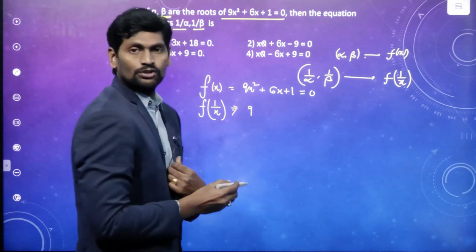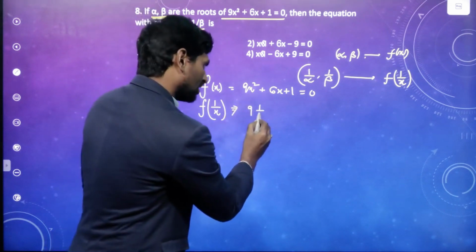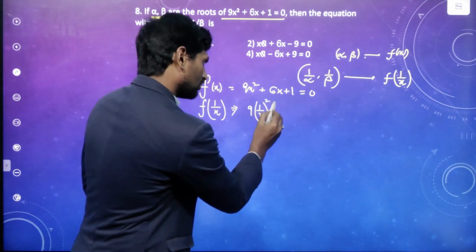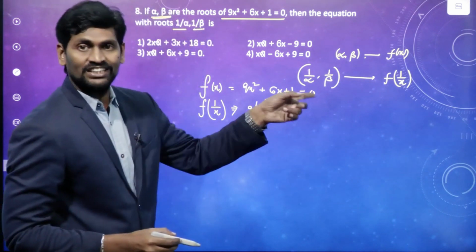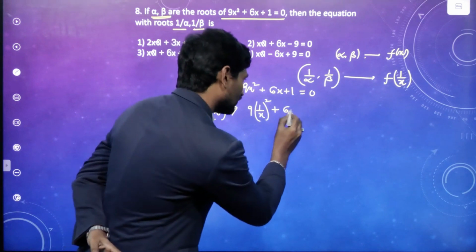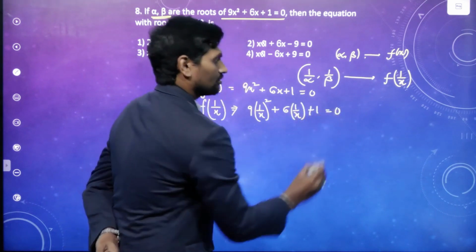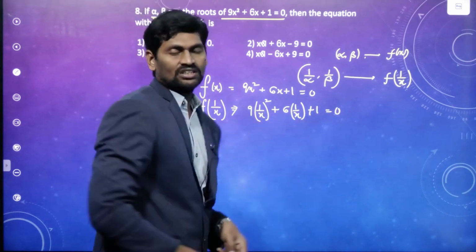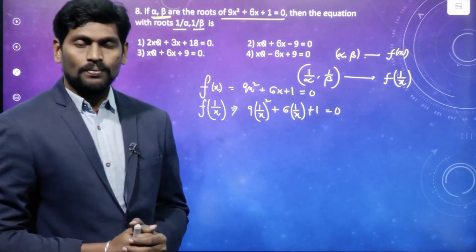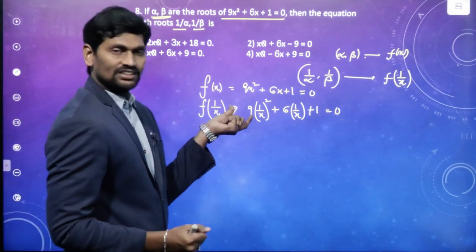9 into x square, in the place of x square I should use (1 by x) whole square. Same way 6 into x, 6x, in the place of x I should use 6 into 1 by x, plus 1 equal to 0. When you simplify this equation, our required answer will come. Okay? Let us see.